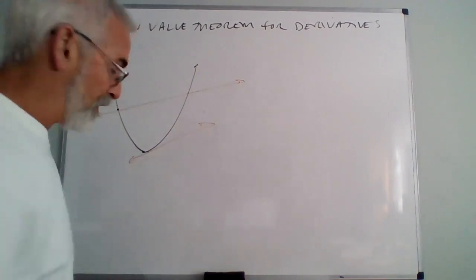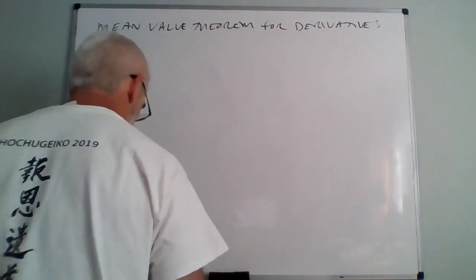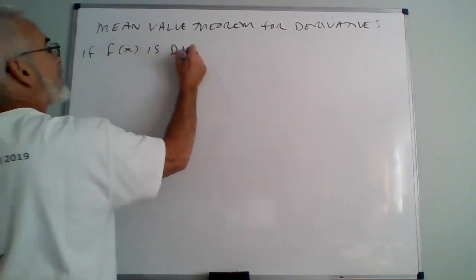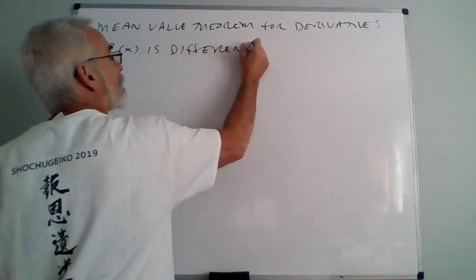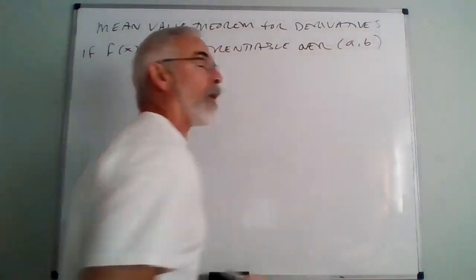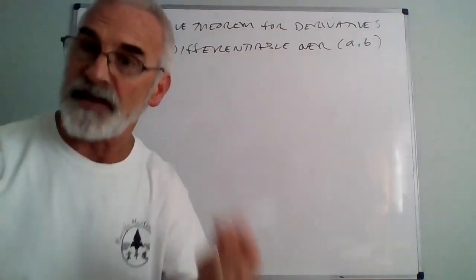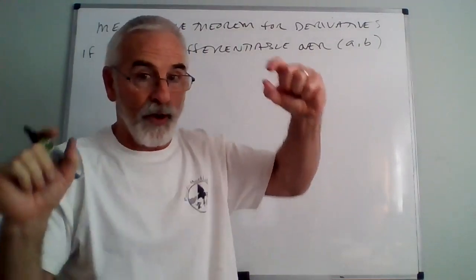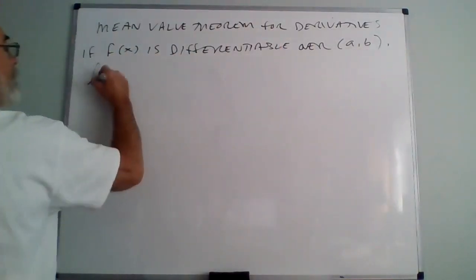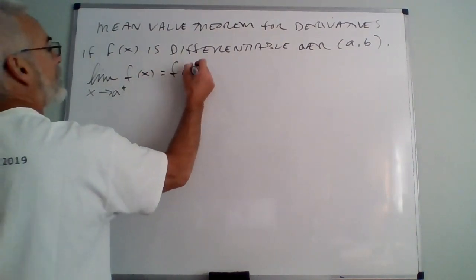So now we're going to state the theorem, because the formal statement of the theorem can look scary. So if f of x is differentiable over, remember we said, you always describe differentiability over an open interval. I'm differentiable over an open interval, and the endpoints have to exist. I can't go from open to open. I can't go from hole to hole. The endpoints have to exist. And the way we said that was the limit as x approaches a from the right of f of x equals f of a.